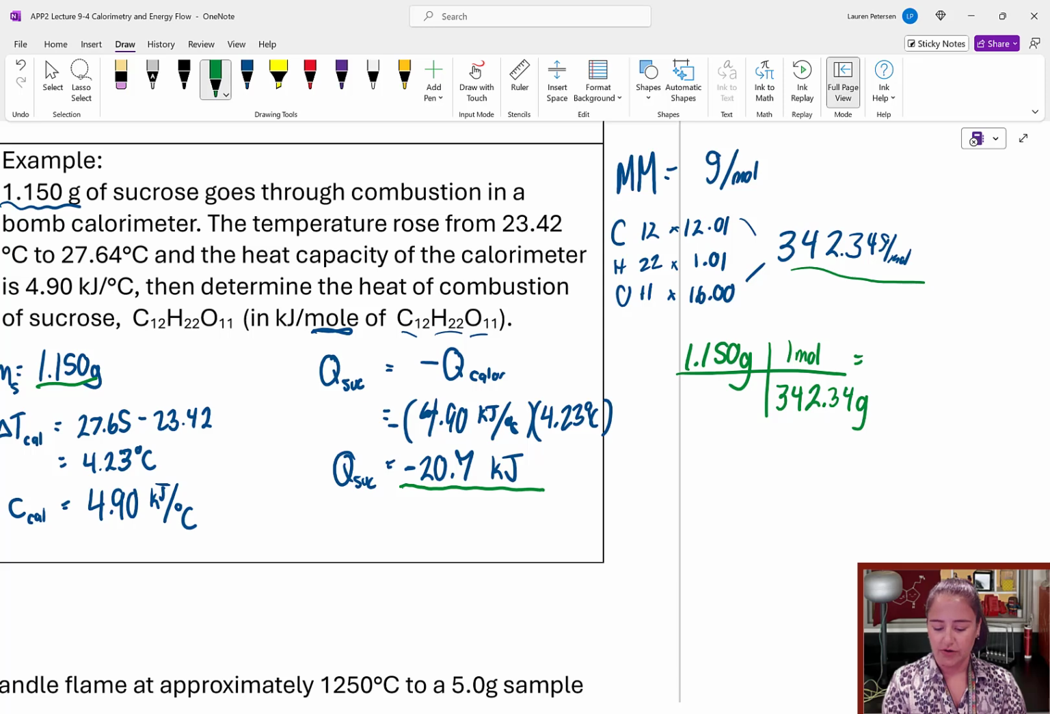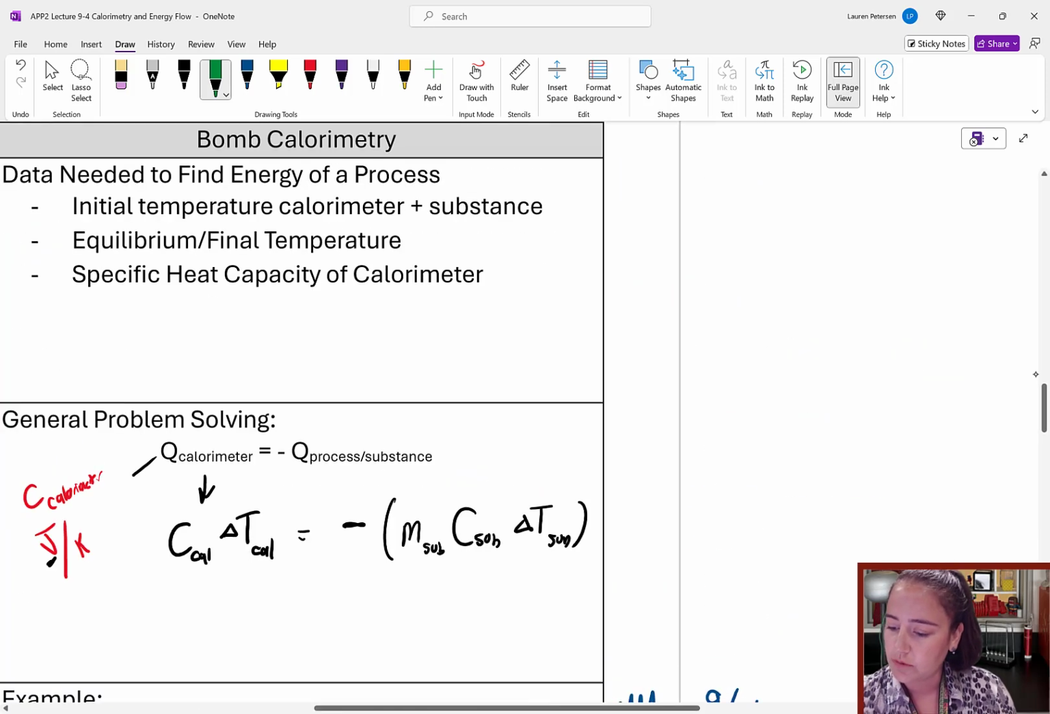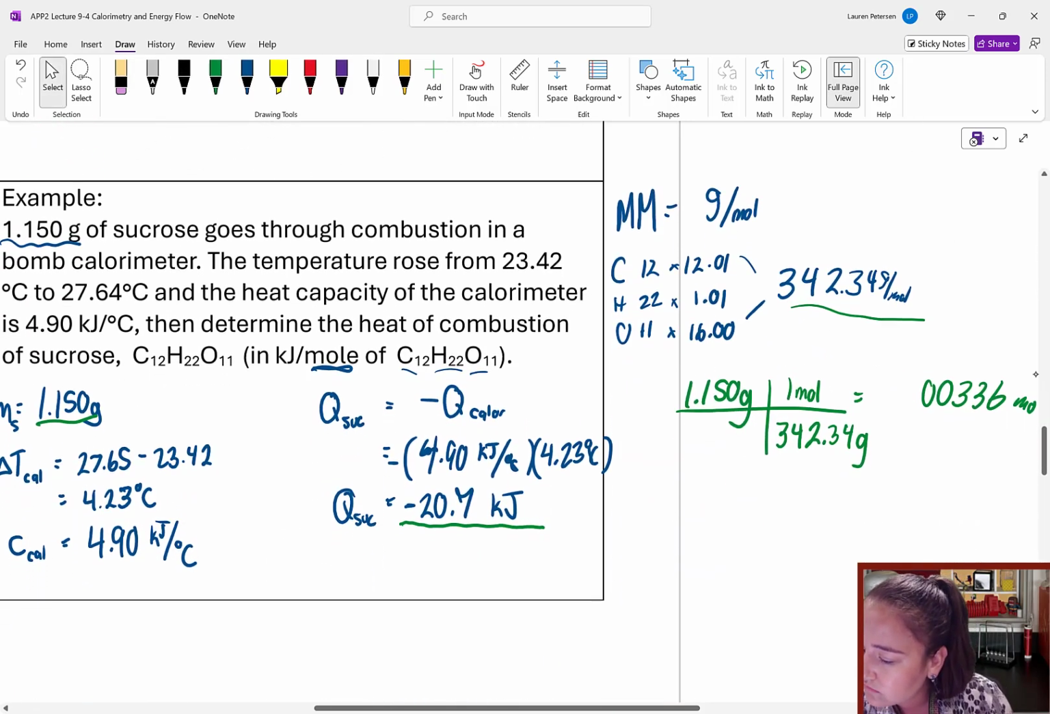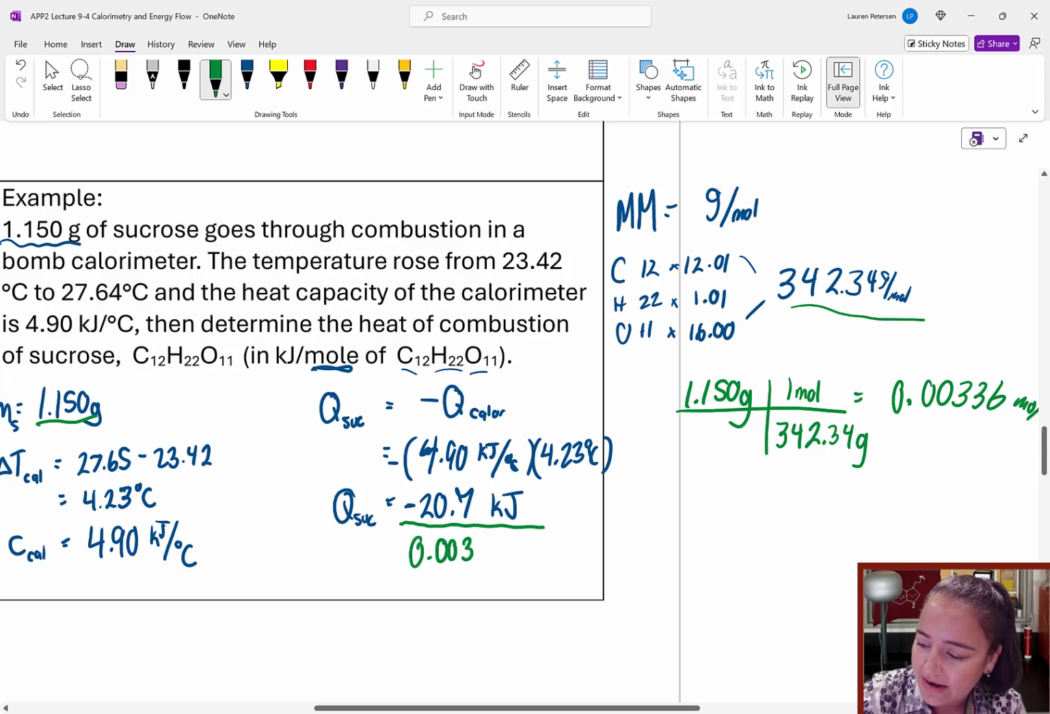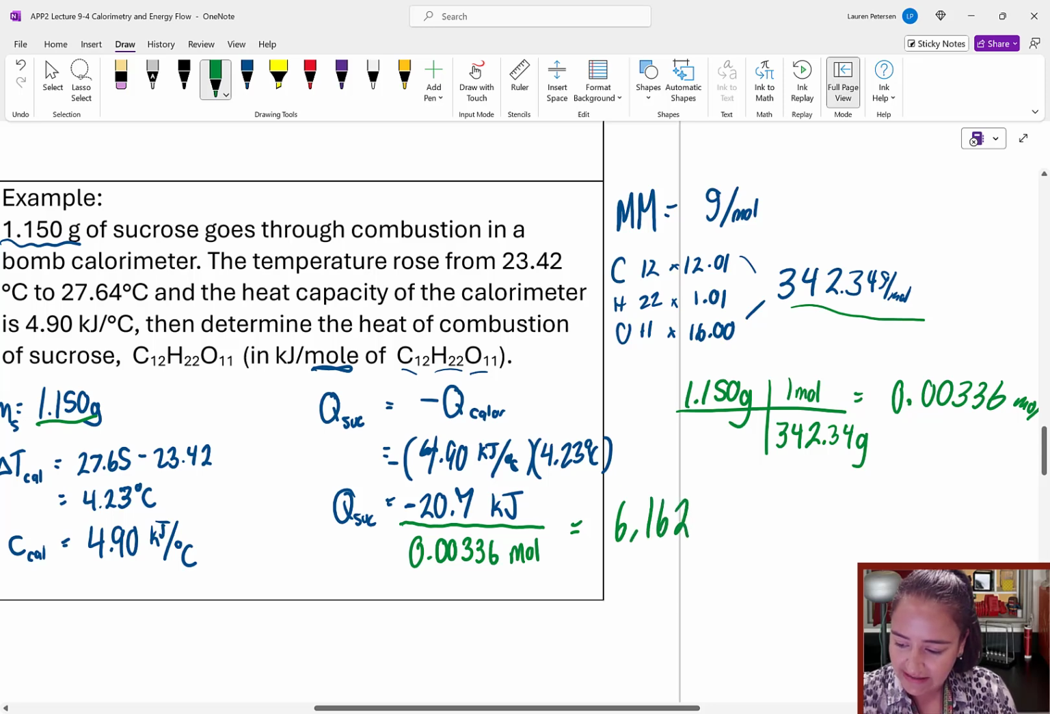So 1.150 grams is 0.00336 moles, or 3.36 times 10 to the negative 3. Boom, that's it. So if we take that number and put it over here, so we have our kilojoules per mole that actually combusted, we get our actual answer of 6,162 kilojoules per mole.